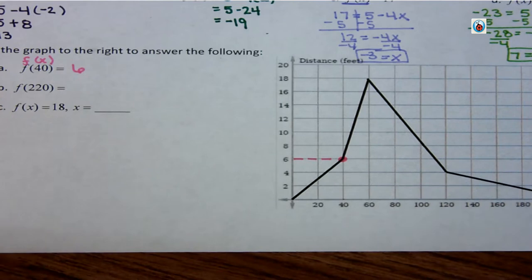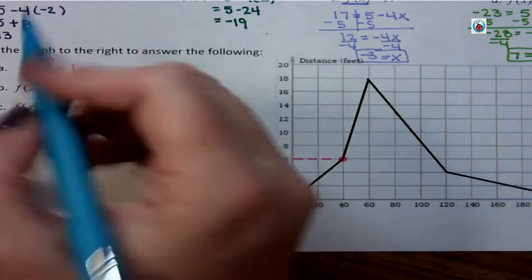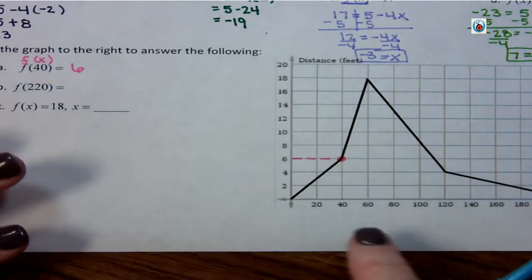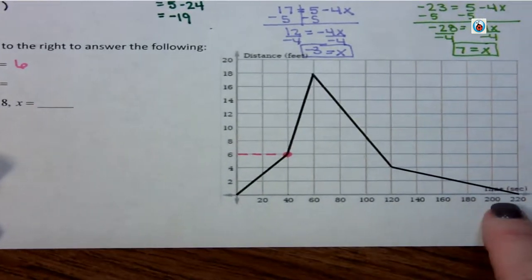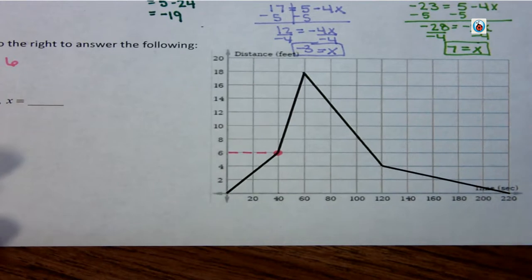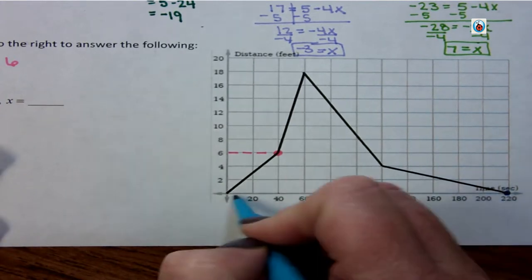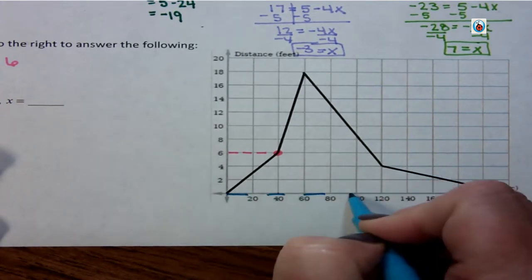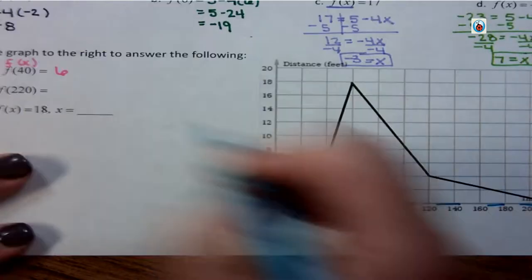Okay, let's try that one again. This time it says f of 220. So you know x is 220, so you're going to go to your x and look for 220. It's right here, so my output would be the y value of 0.